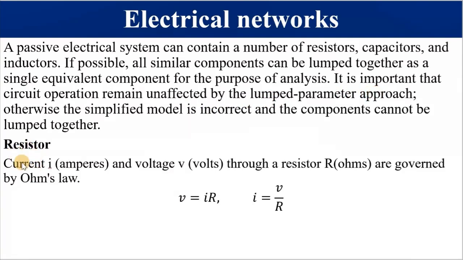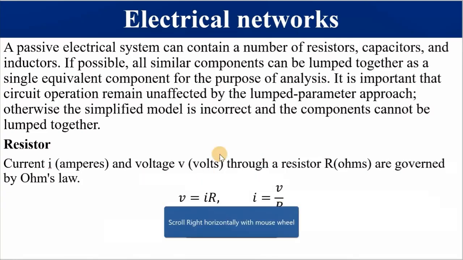A resistor. The current flowing through the resistor, i.e. in amperes, and voltage across a resistor are governed by Ohm's law. This we know, and this is the relationship: V is equal to IR, so I is equal to V over R. We want to produce a differential equation or a mathematical model. Let's proceed and see how this is represented.